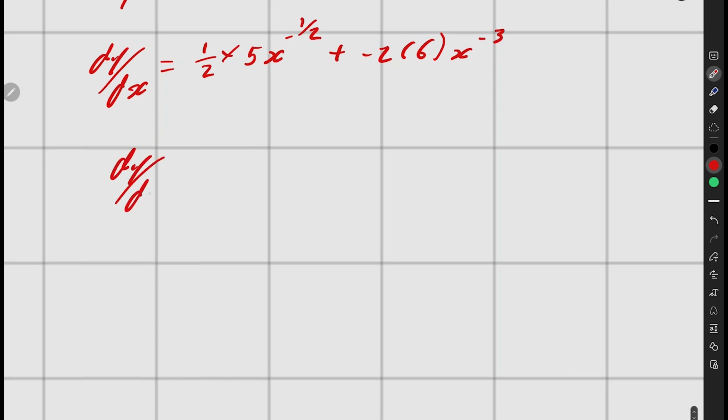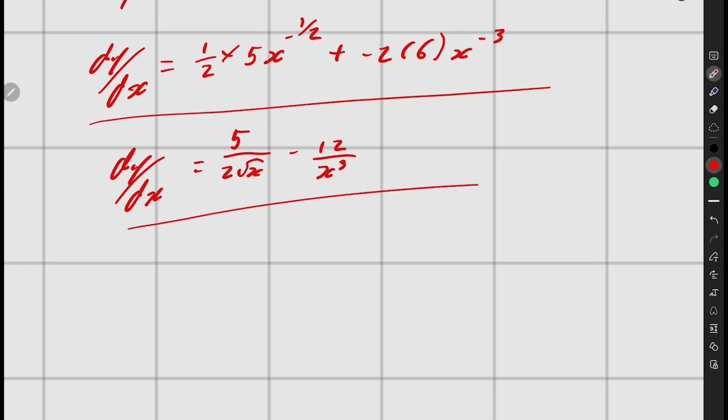dy dx equals 5 on 2, we can have 5 divided by 2 times the square root of x. And then we're going to have minus 12 over x cubed. And this is just me simplifying it down a bit. This is right. This is right. Doesn't matter how you write it.